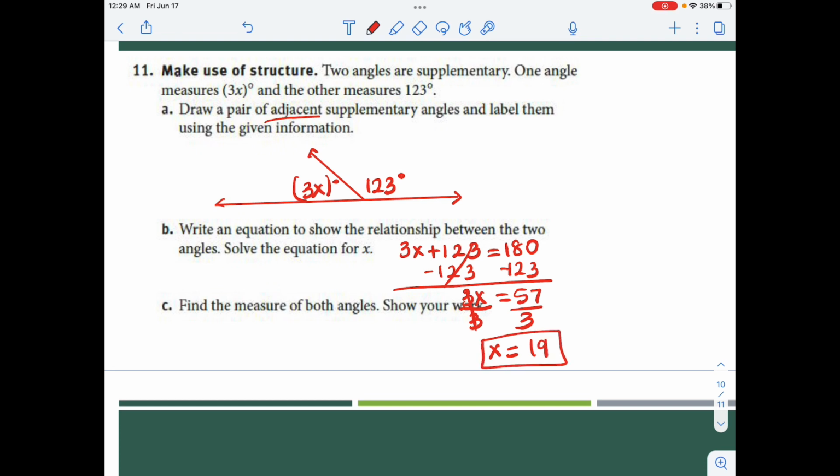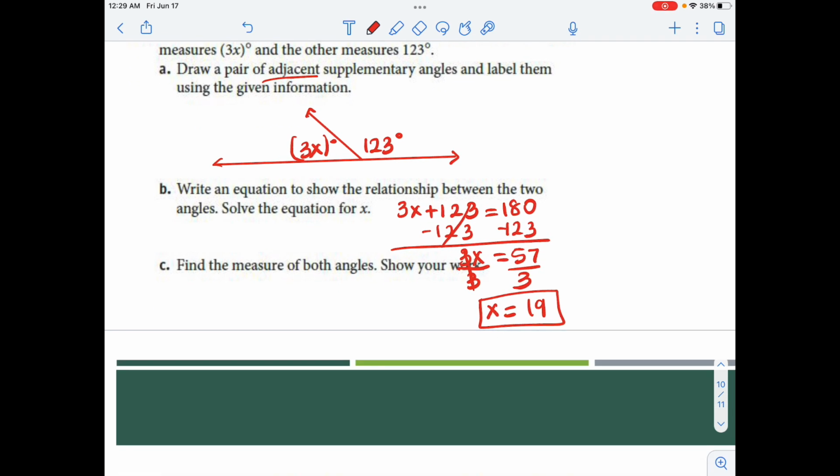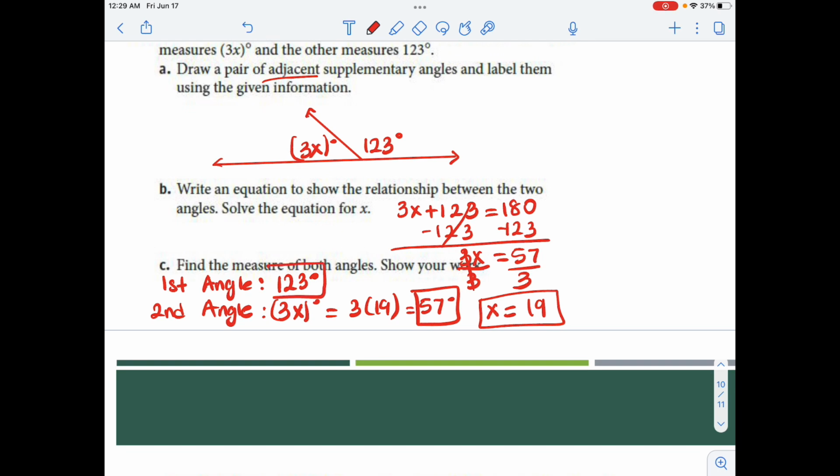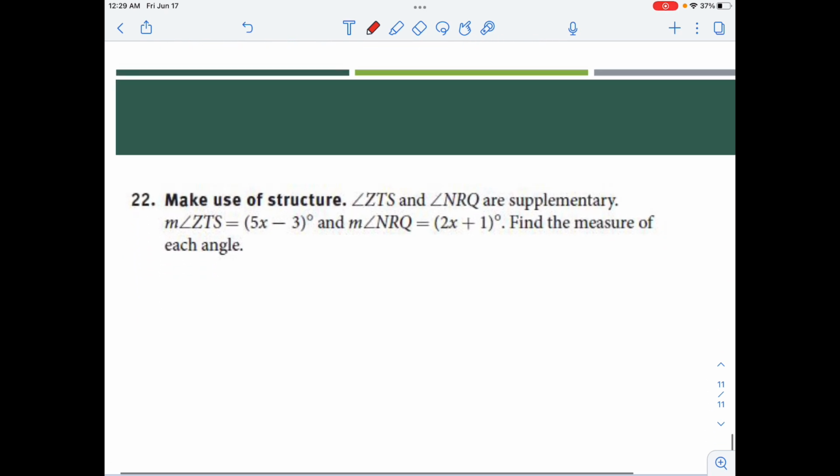Okay. And then next we have to find both angles. We already know the first angle, right? So our first angle is already given. It's 123 degrees. And let's find the second angle, which is 3x. So 3x degrees will be 3 times 19, which will be 57 degrees. Here's our second angle. Okay, well done. Let's move on to the last question.